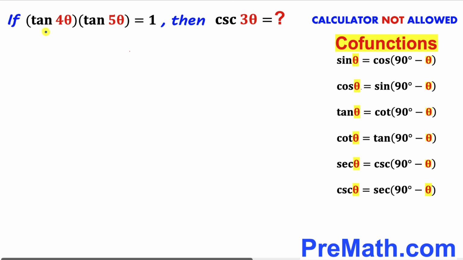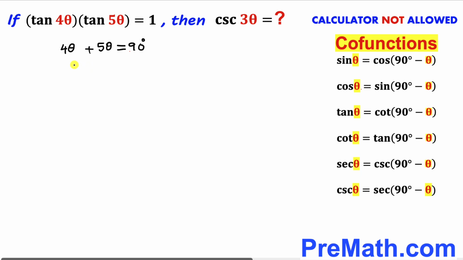And now we are going to focus on this given equation. If we multiply these two factors, and this is equal to 1, then we conclude that these two angles have got to be complementary angles. In other words, the sum of these angles, 4 theta plus 5 theta, must be equal to 90 degrees.